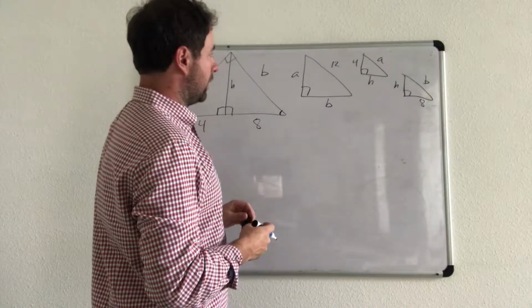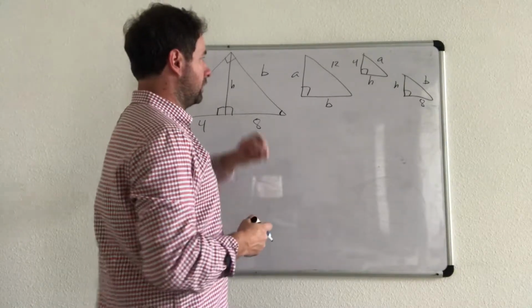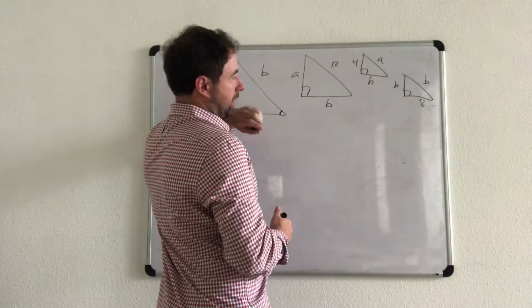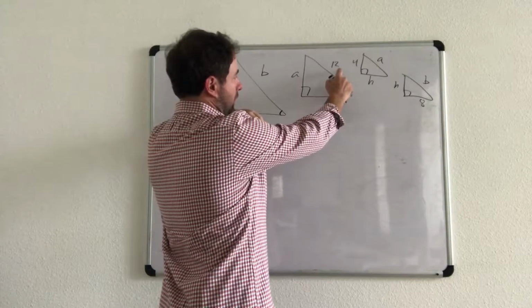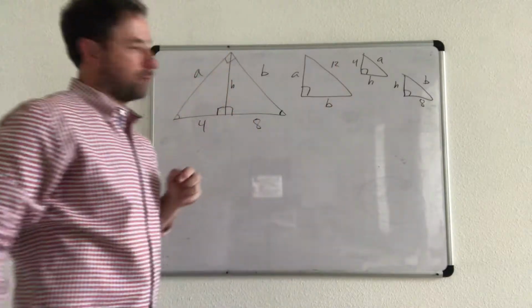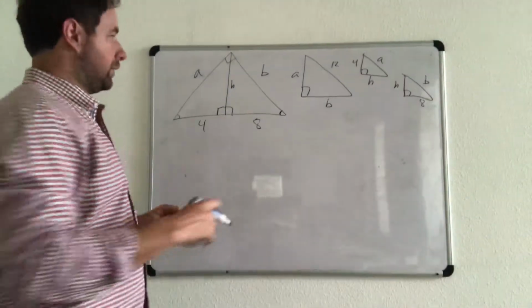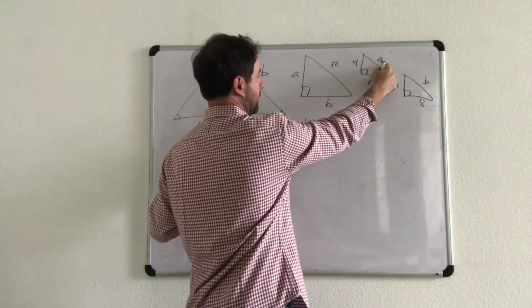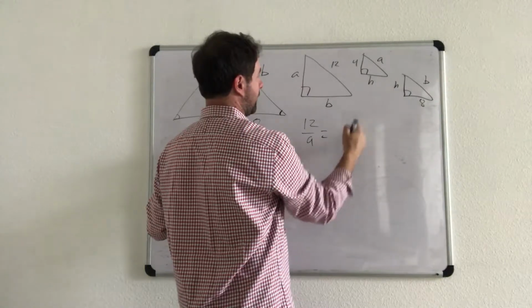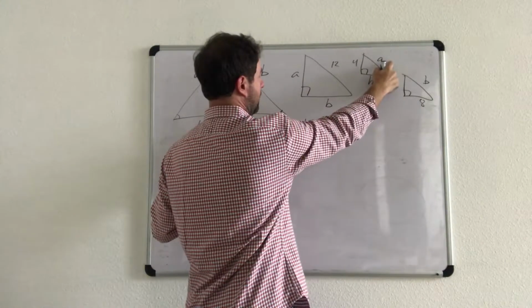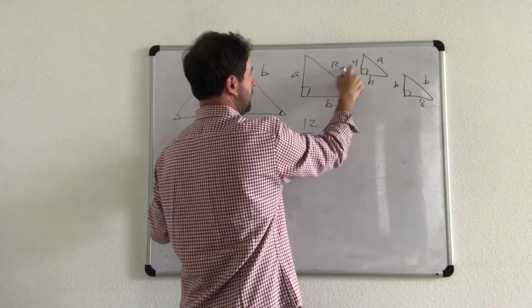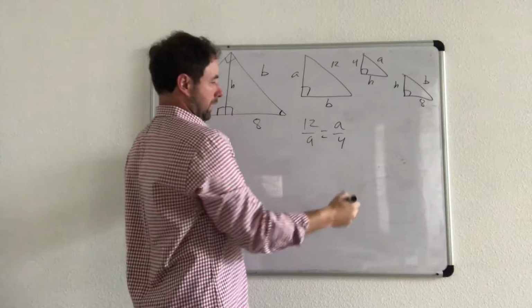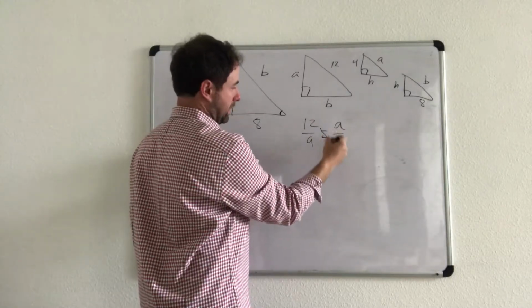Now, we don't have a right triangle where we can go through what we need to do Pythagoras. We don't have enough there. But let's go ahead and solve for it. We could solve for 12 over A. Let's solve for 12 over A. So going from here to here, 12 over A is equal to A over 4. And so this allows us to solve for A.